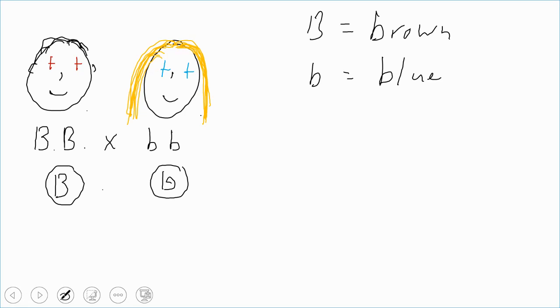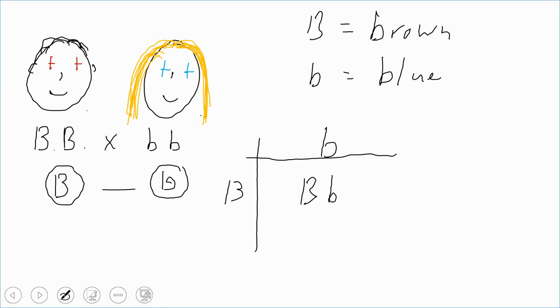Now, if these two have children, we have the man's sperm cells, which all have a capital B. They will fertilize the woman's egg cells, which all have the small b. So when those sperm cells fertilize those egg cells, all the children produced would have one allele for brown eyes and one allele for blue eyes. If you remember a word we mentioned earlier, when they have two alleles which are different, we say that the cells are heterozygous.